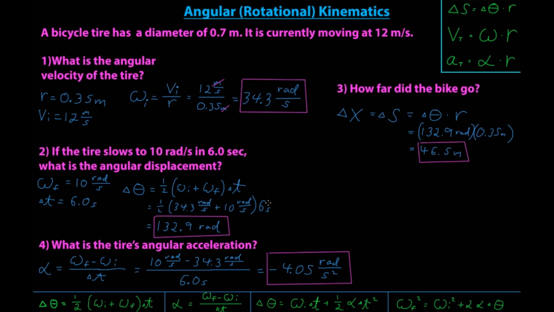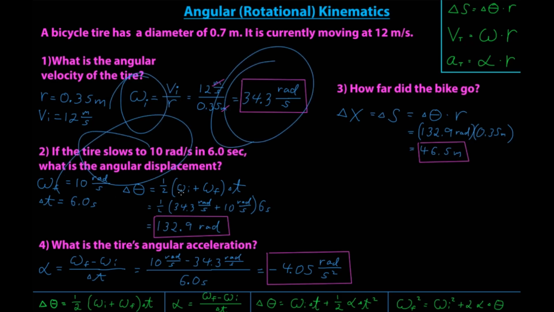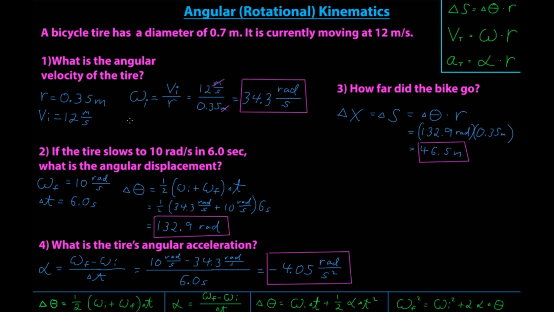A quick mental check. The original angular velocity I had already set as positive right here. The tire slows to an angular velocity that is right here, which means I should be expecting a negative acceleration here. In other words, the idea is identical to linear. If the direction of the acceleration is opposite the direction of the velocity, then the velocity will decrease. If the direction of the acceleration is in the same direction as the velocity, then the angular velocity would have increased. Okay, last question. What is the bike's acceleration?